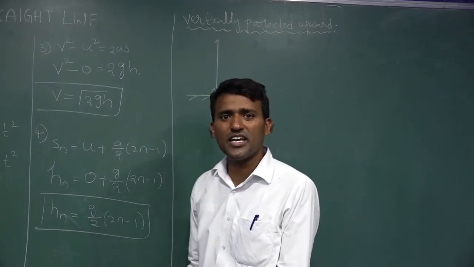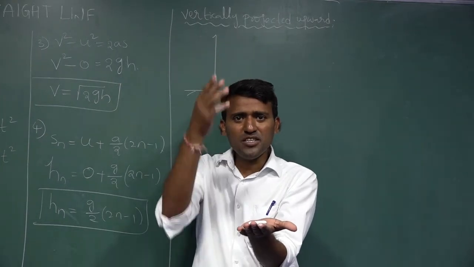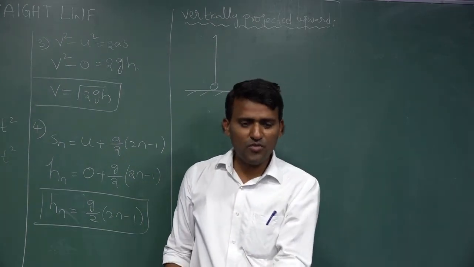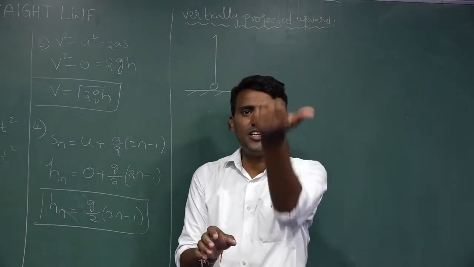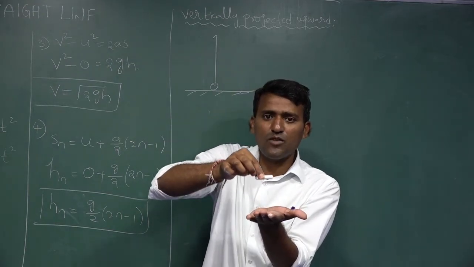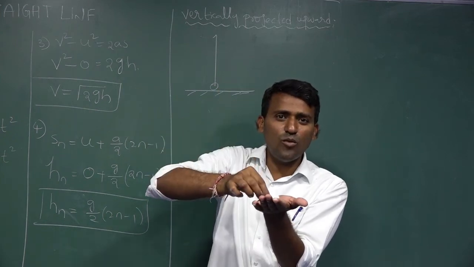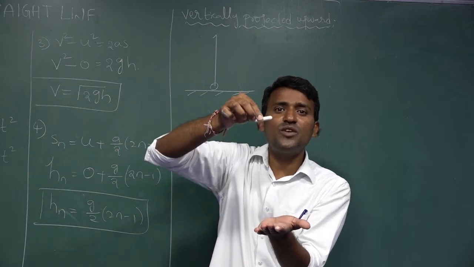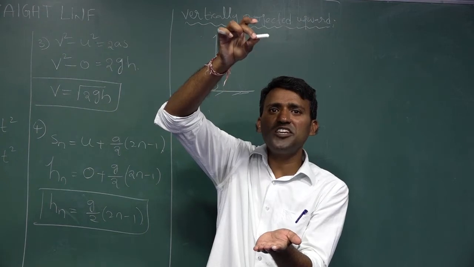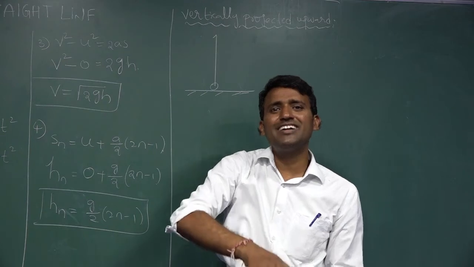When an object is vertically projected upward, for example, see here, is it going upward by itself? It's not going upward by itself. If you give some velocity, the object gradually goes upward. While the object is going upward, what about its velocity? Decreasing or increasing? When the object is going upward, its velocity gradually decreases. When velocity becomes zero, it starts to fall in the downward direction.